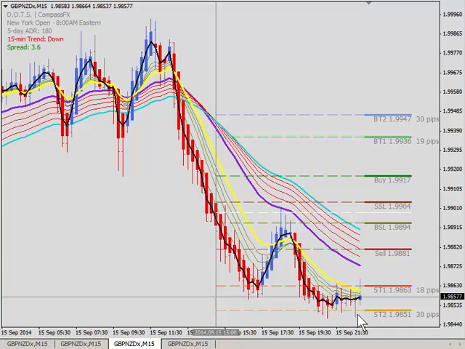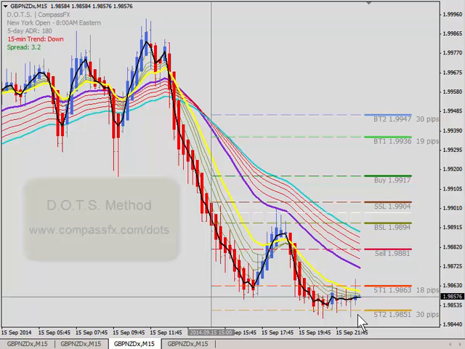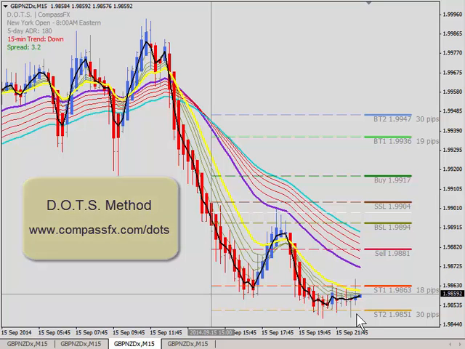The dots have been an excellent tool to use for those who trade intraday charts, depending upon the session that you trade. If you want to learn more about dots, go to www.compassfx.com/dots. You can learn more about the dots. You can see some trading results back to 2013. It's been an excellent tool for traders.